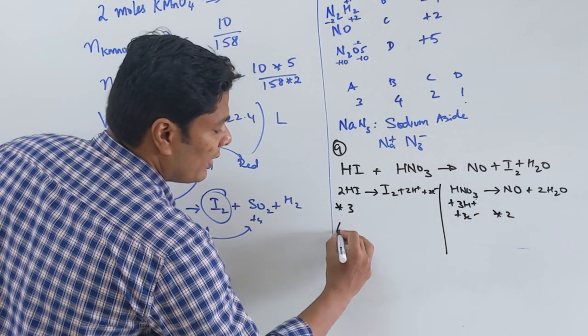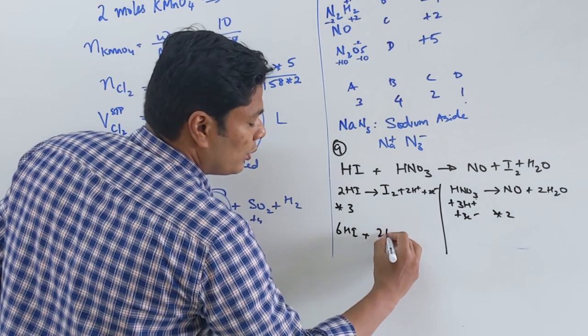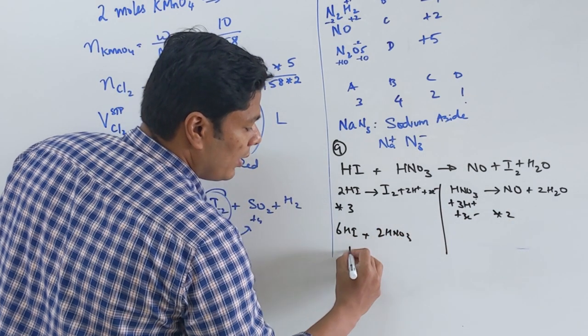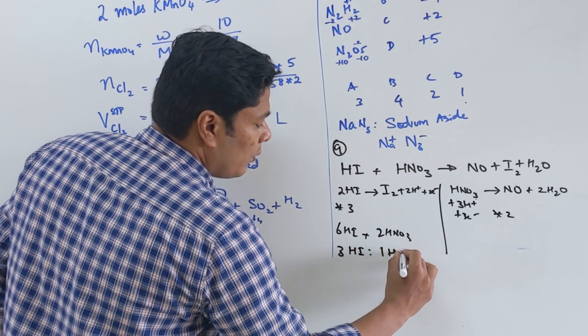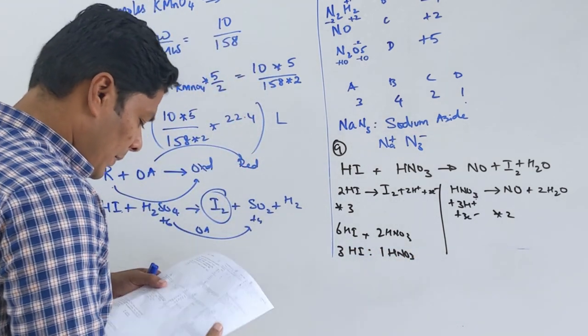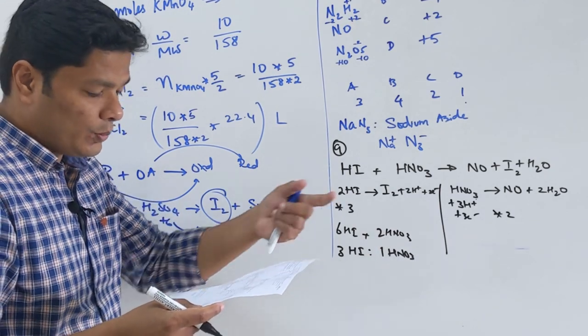So 6HI plus 2HNO3 gives, or 3HI plus 1HNO3. Okay, X is 6, Y is 2. Simple.